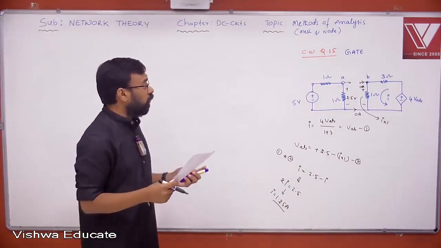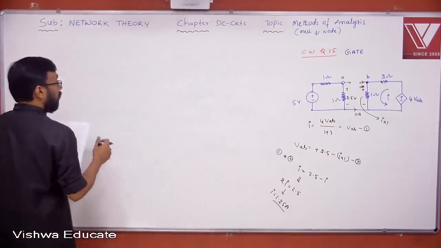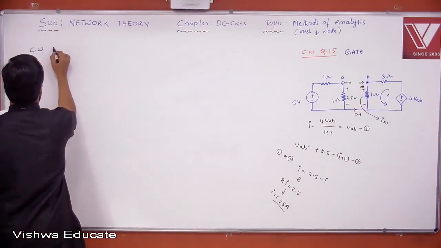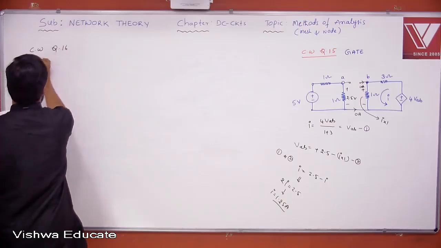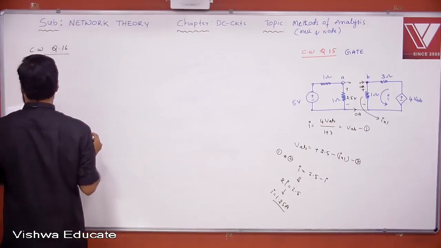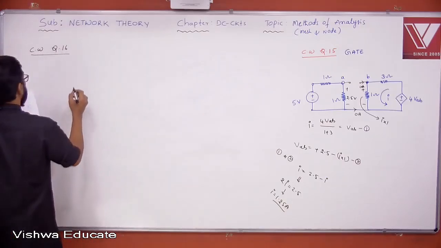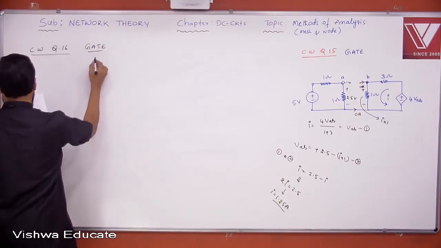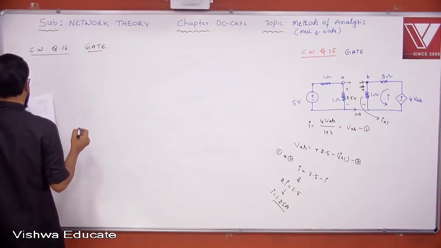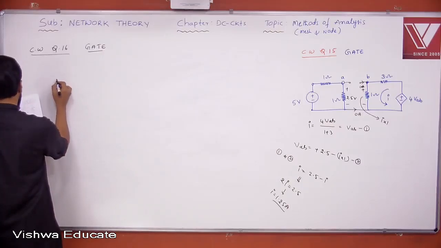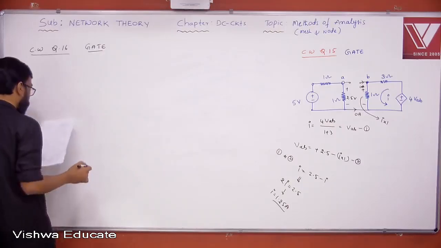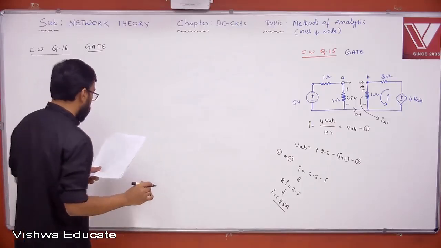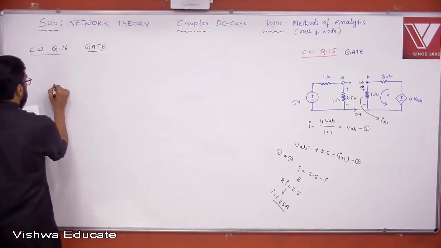In this session, we'll continue with problems. Here, the classroom workbook, 16th problem. Classroom workbook, question number 16. It was also asked in GATE. Find I1, I2, I3 and the power developed in the 10-volt source. So let us find.